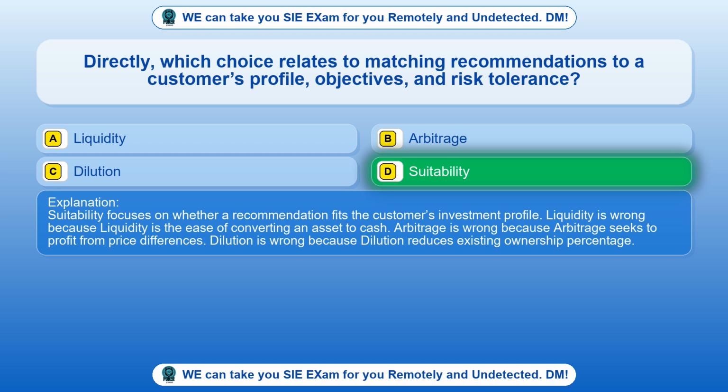Suitability focuses on whether a recommendation fits the customer's investment profile. Liquidity is wrong because liquidity is the ease of converting an asset to cash. Arbitrage is wrong because arbitrage seeks to profit from price differences. Dilution is wrong because dilution reduces existing ownership percentage.